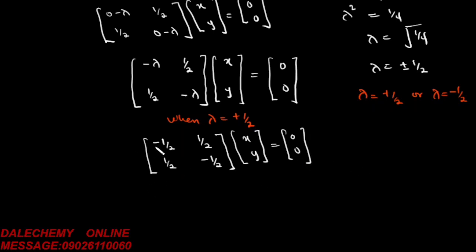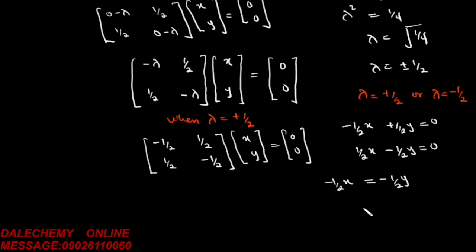From here we can have this row times this column. That will be minus half x plus half y equals 0, and we have half x minus half y equals 0. So the two equations are the same. You can pick the first equation, minus 1 over 2 x equals minus 1 over 2 y. So that means x equals y.